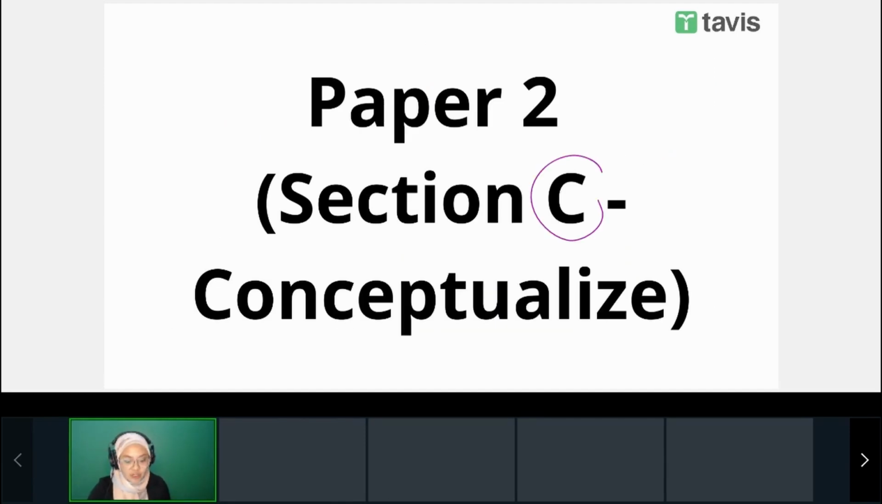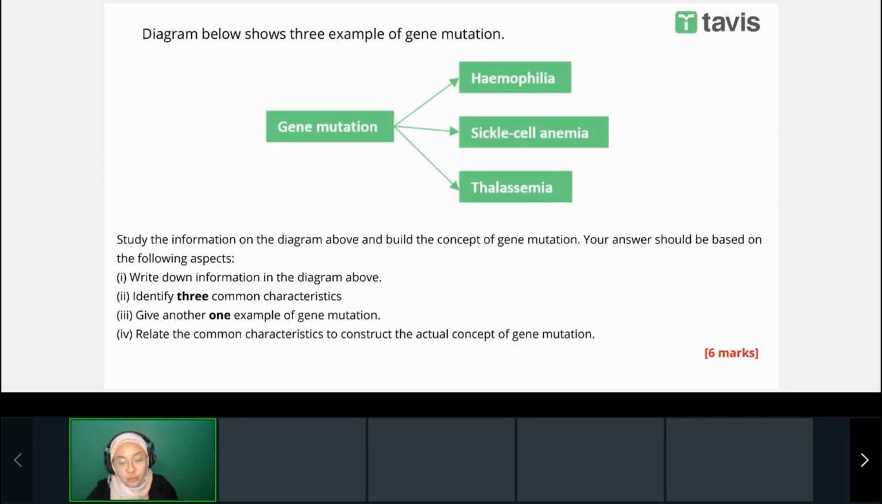Okay, let's see question C. The last question for today. We're going to end our lesson soon, so please pay extra attention over here. This is the conceptualize type of question. Yesterday, I taught you how to make a table, to write your answer in the form of a table.